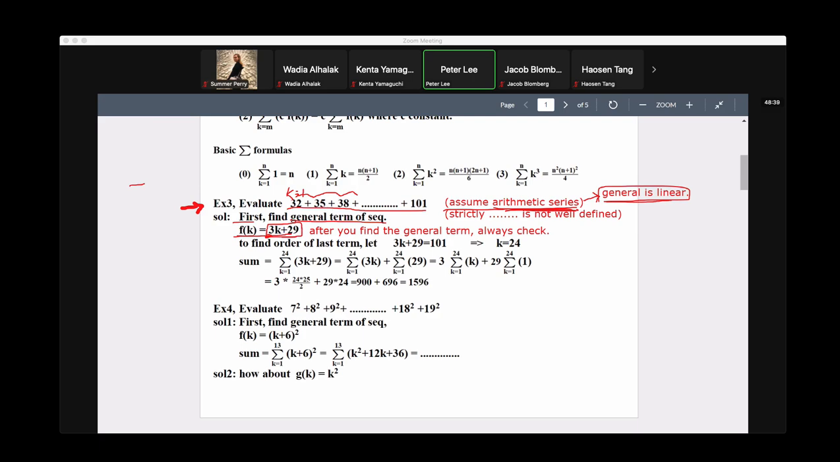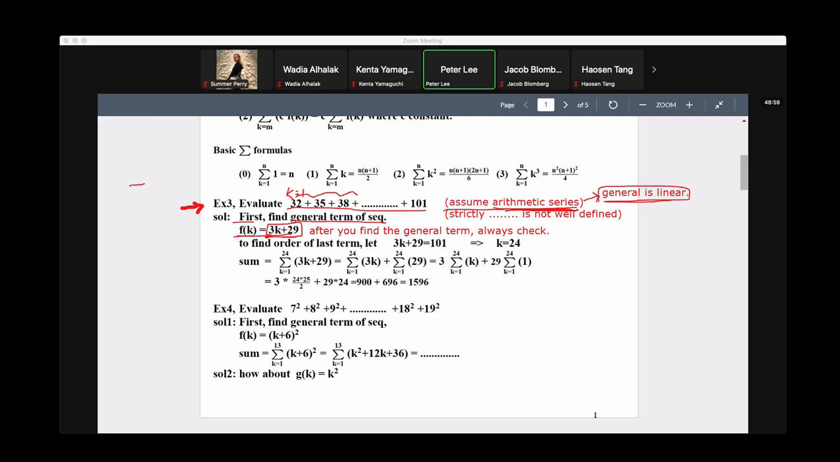So it checks out. So after you find the general term, always check. Because students find the general term, and then the general term doesn't work, and it's wrong. Okay? It's a very common problem. The students do something and then it's wrong. Very, very common. So you have to check your work.